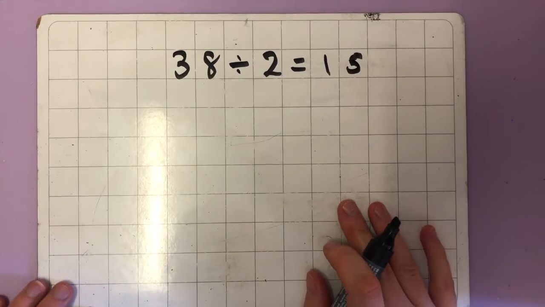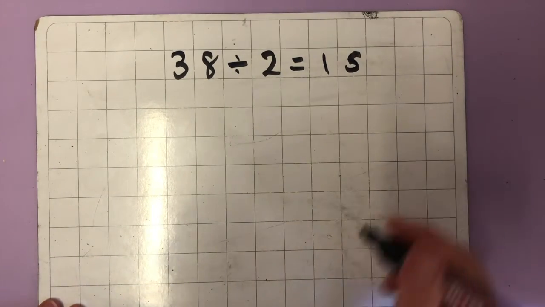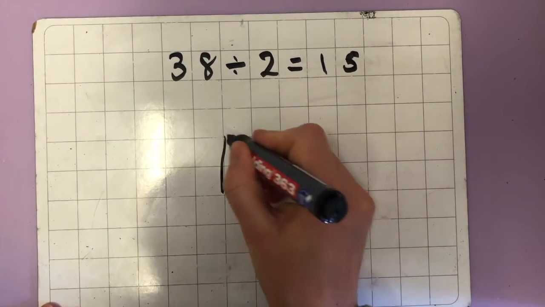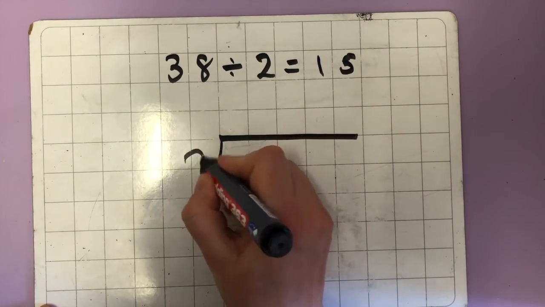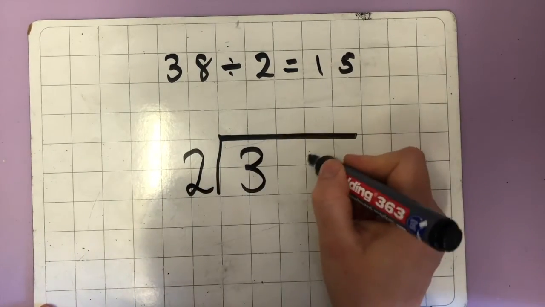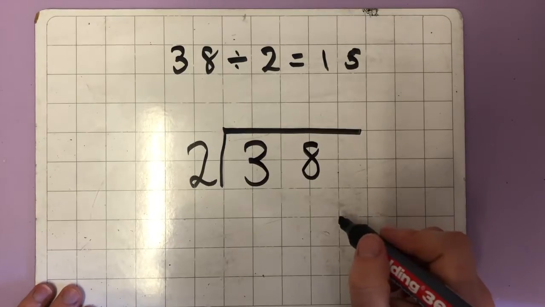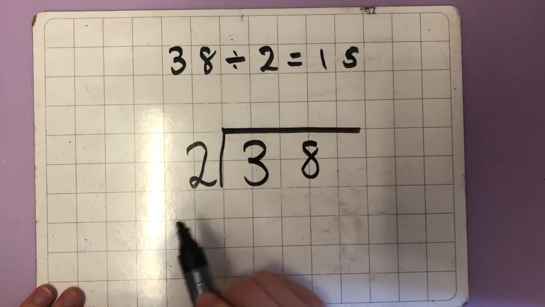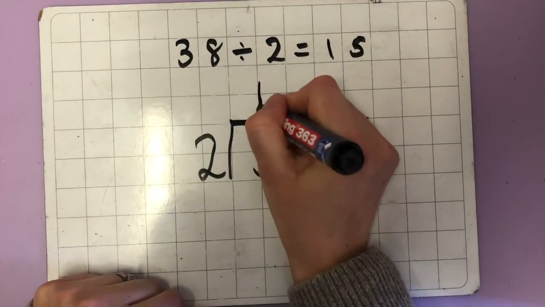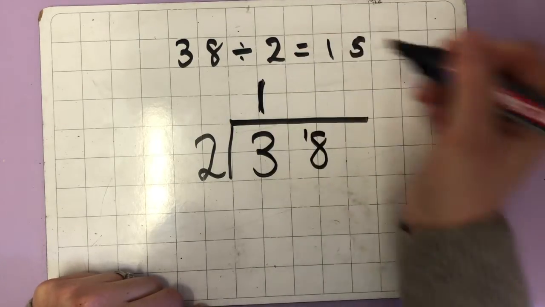Let's see if he's right. 38 divided by 2 is 15. So I'm going to draw my bus stop. We're dividing by 2, so that goes on the outside. And 38 goes inside. 2 into 3 goes once fully with 1 left over to make 3.